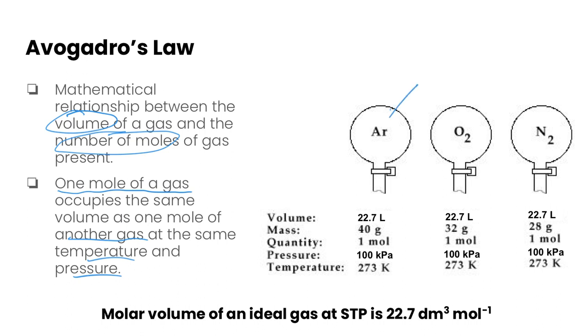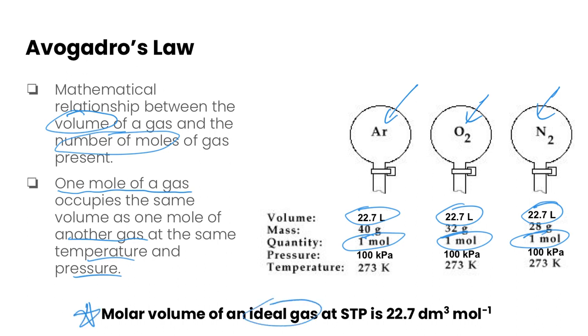And so you can see from our samples here, we've got a mole of argon, a mole of oxygen, and a mole of nitrogen gas. And all three of them take up 22.7 liters. This is what's called the molar volume of an ideal gas at STP, so standard temperature and pressure. That's 0 degrees Celsius and 100 kPa. It is 22.7 decimeters cubed, or liters, per mole.